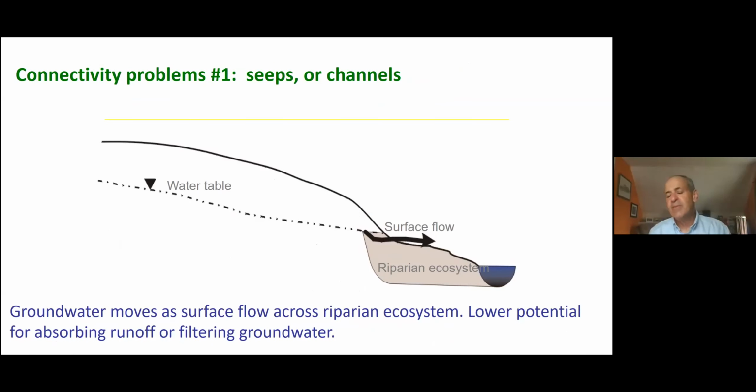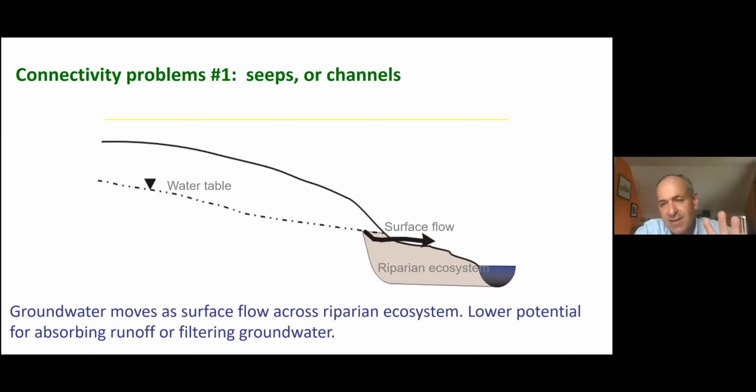So we have two types of connectivity problems in these riparian zones. The first one is caused by seeps or channelized flow. So sometimes you have a landscape with a particular shape. The groundwater is flowing across the landscape, and instead of going in the shallow subsurface of the riparian zone, it breaks out and emerges as a seep. You can see these; they're very common in completely forested landscapes.